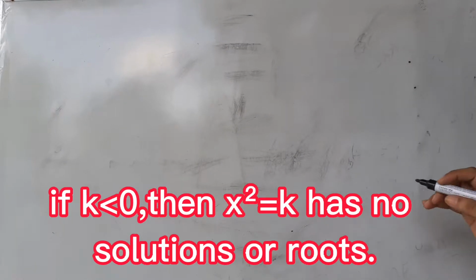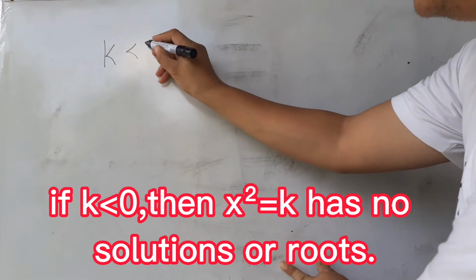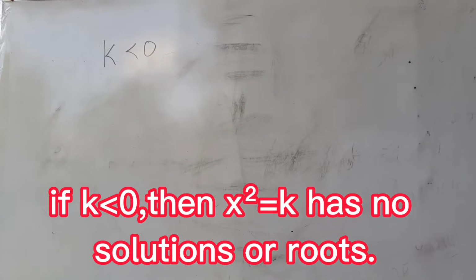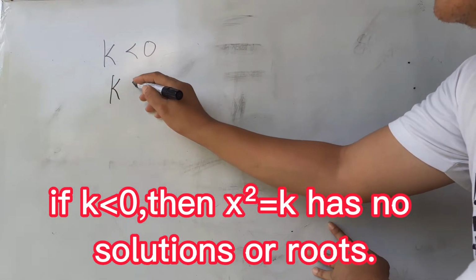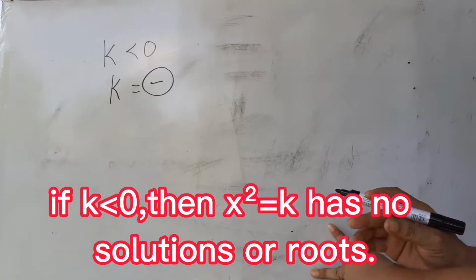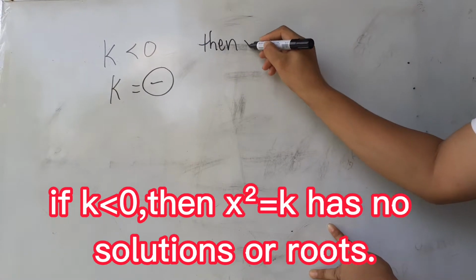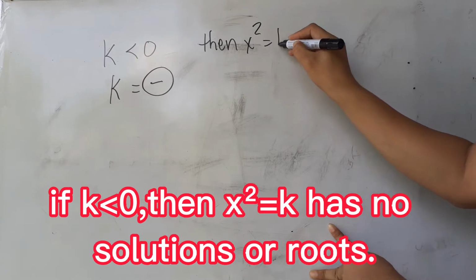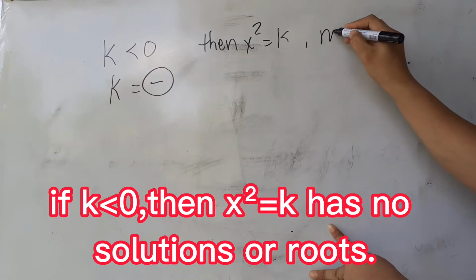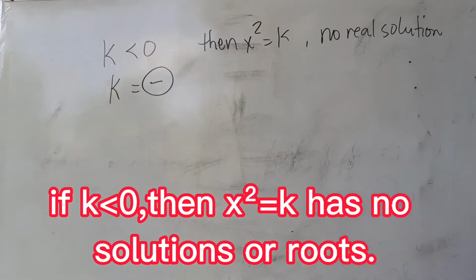And the third property is if k is less than 0. Dito, paano po natin ma-identify na ang k natin o ang constant natin ay less than 0? Kapag po ang k natin is negative, meaning to say, less than 0 po siya. So, if k is less than 0, then x squared is equal to k. Ito po naman ay no real solution. Wala po siyang solution.